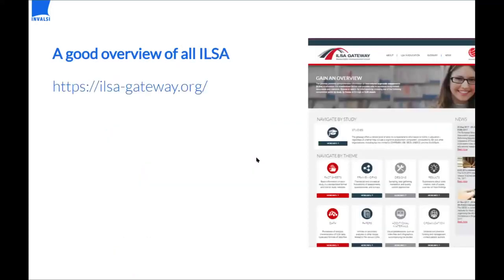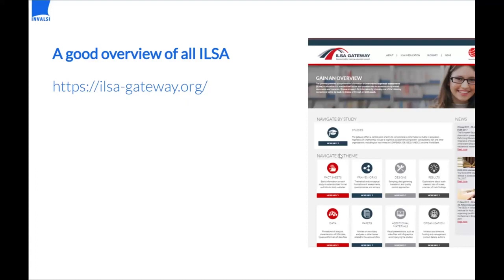If you want to have a good overview of all international large-scale assessments, there is a website that is sponsored by the IEA, but includes international assessments, even the ones that are not run by the IEA. Actually, all of the studies that I told you about are included here. And they put all the information that you need in one place. For example, the data set.